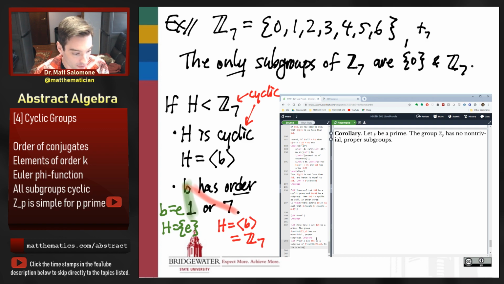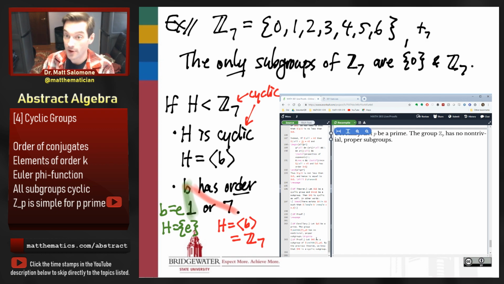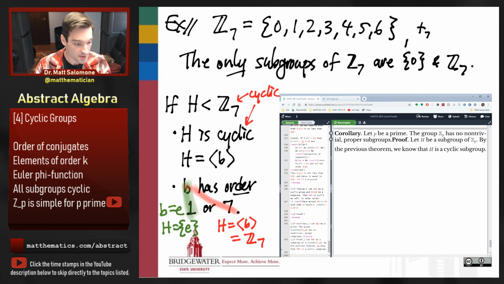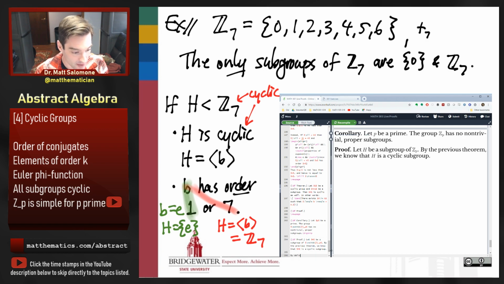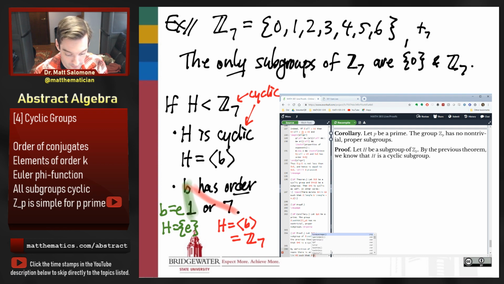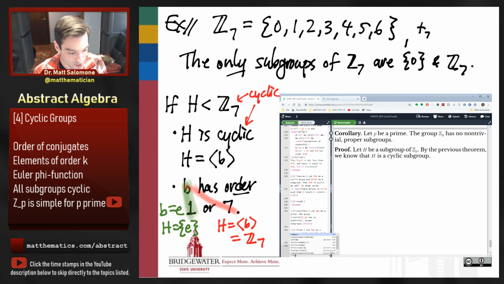By the previous theorem, we know that H is a cyclic subgroup. Right, so we're first of all drawing on the theorem that we saw just a moment ago. So we know for sure that H is a cyclic subgroup. By definition of cyclic, this means there is an element B in H such that the cyclic subgroup generated by B is equal to H itself.